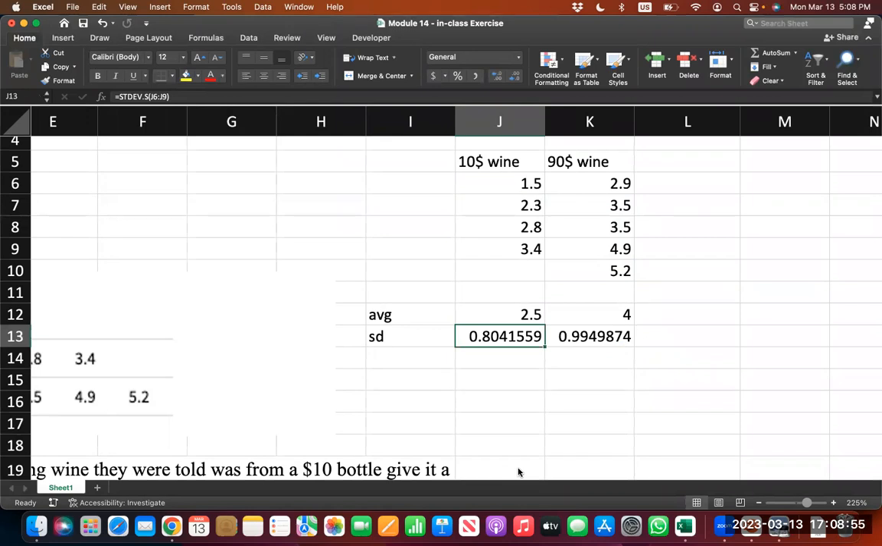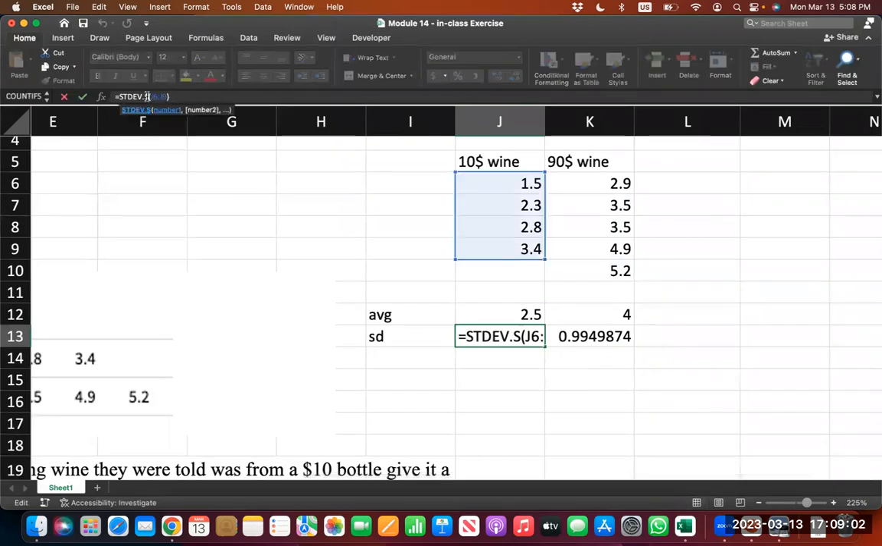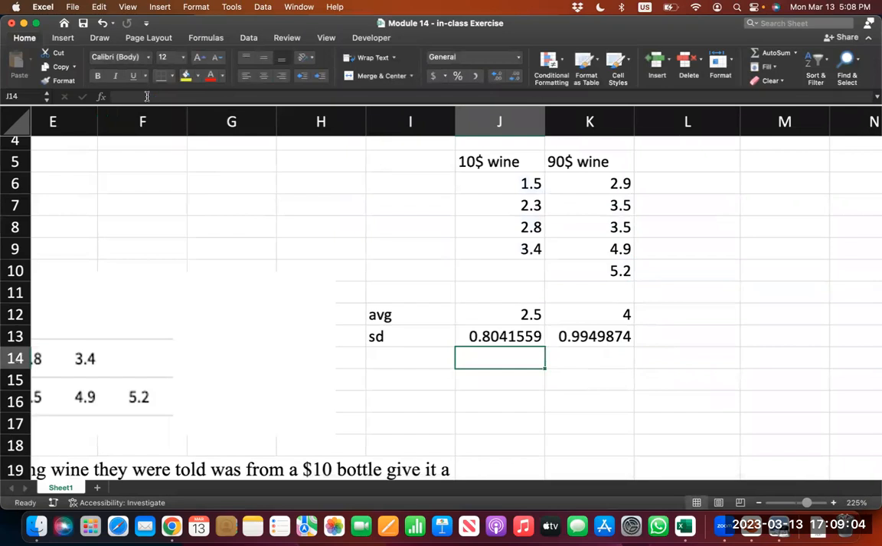Yes, you do .S for sample. Of note, if you don't do the S, it's still the same function. By default, Excel uses STDEV.S for the STDEV function. So it assumes there's a sample and it does the correction for the variance estimation. Yep, so that's a different approach.